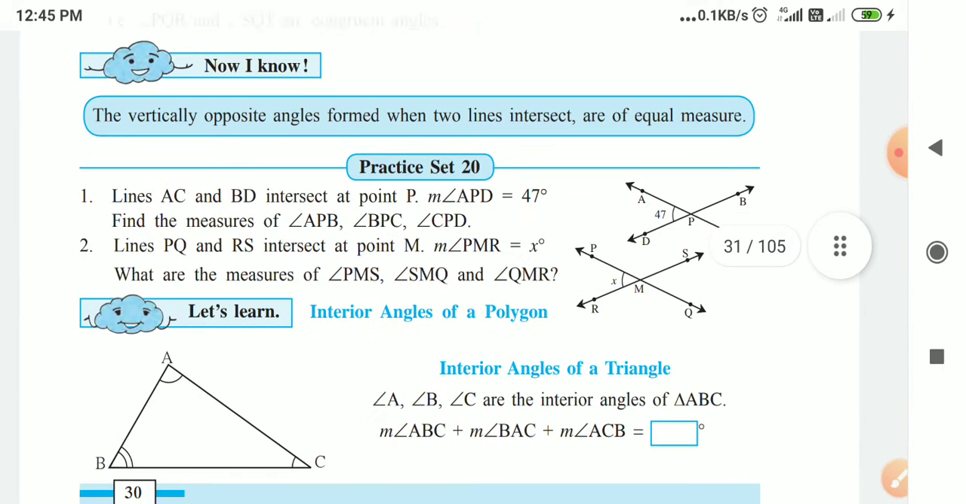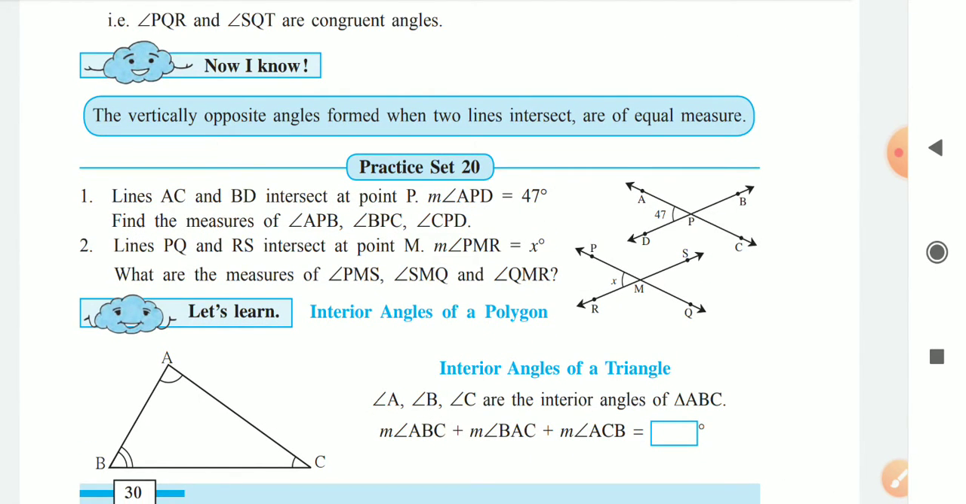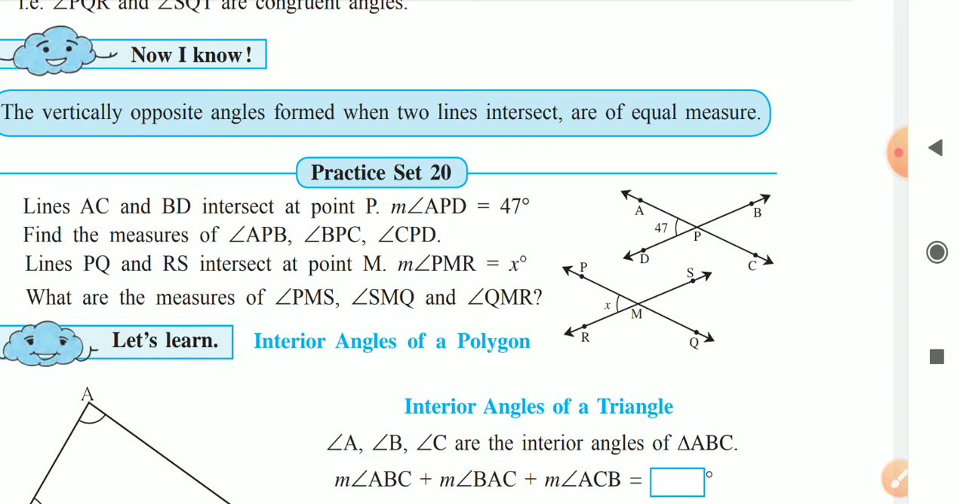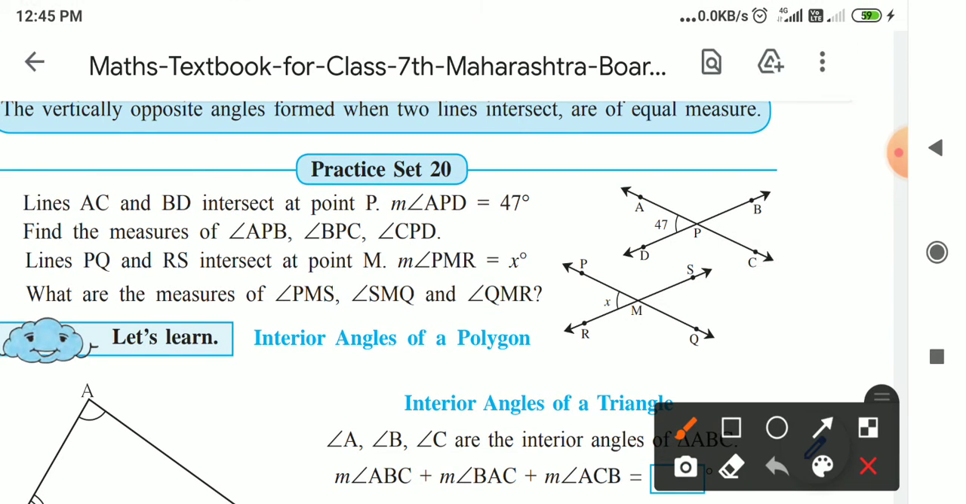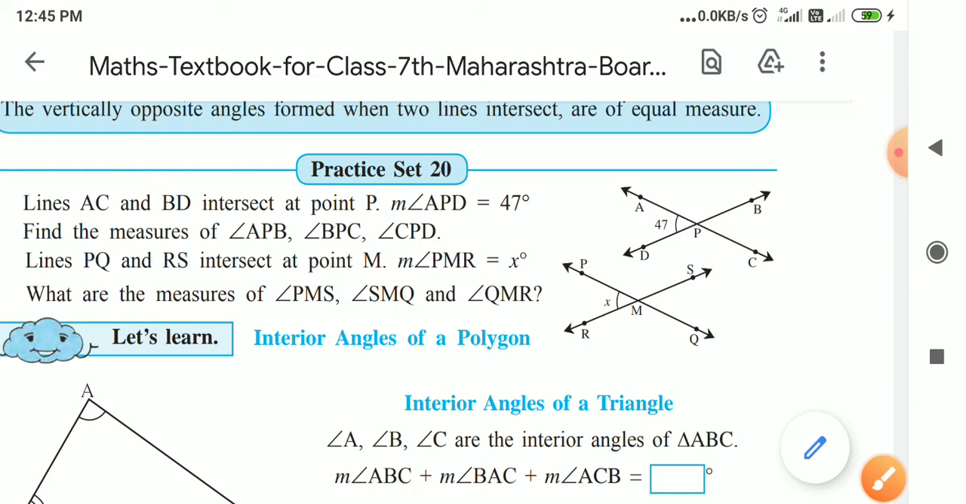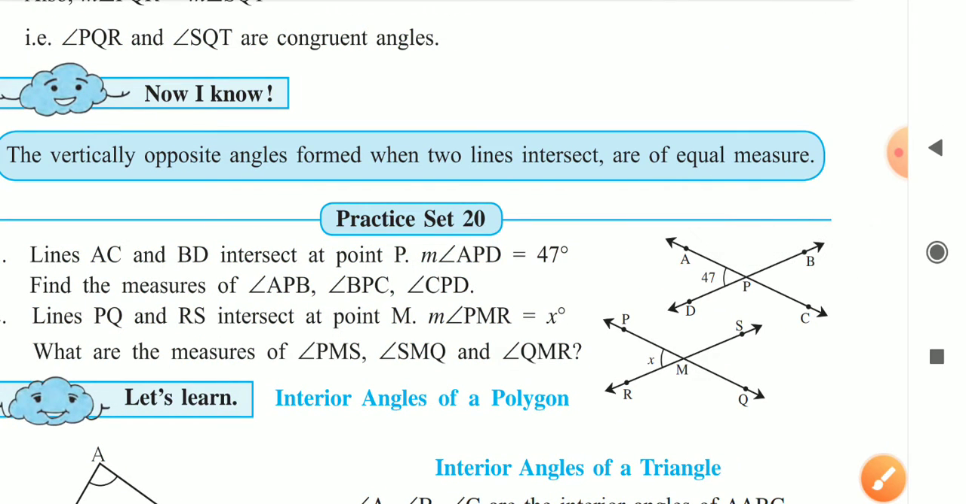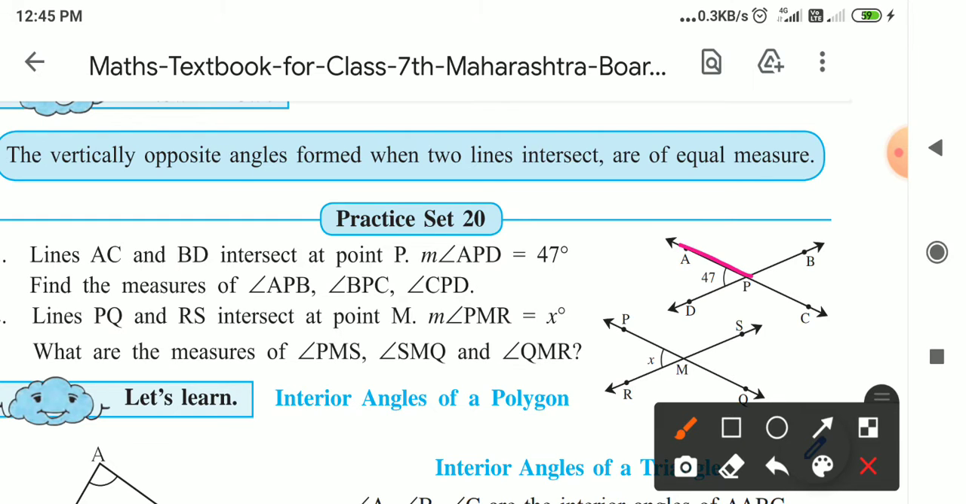Now the next, practice set number 20. Here we see line AC and line BD. They intersect each other at point P. Next, they told you that angle APD is 47 degrees, and we have to find the measure of angle APB.